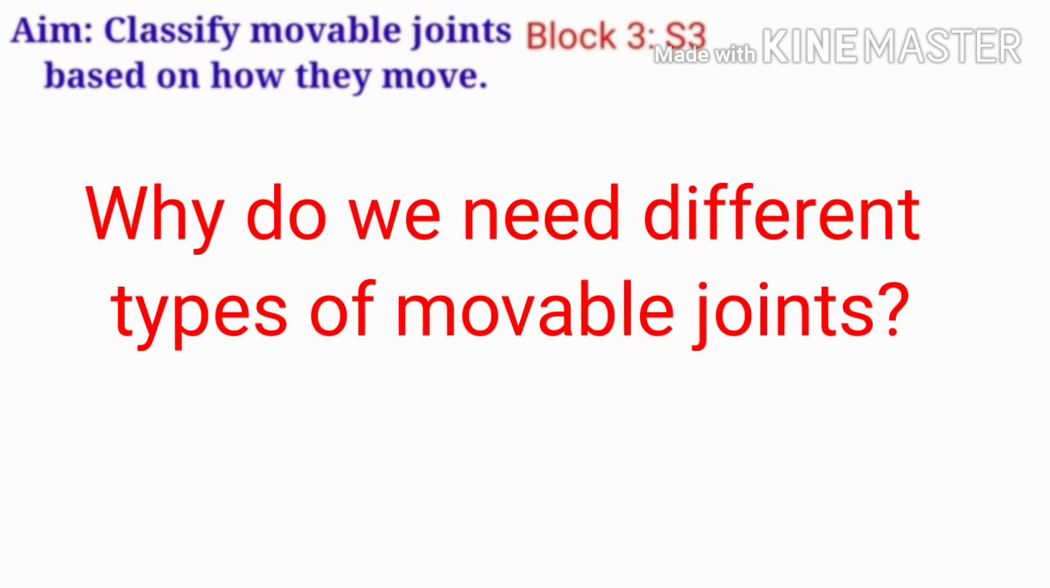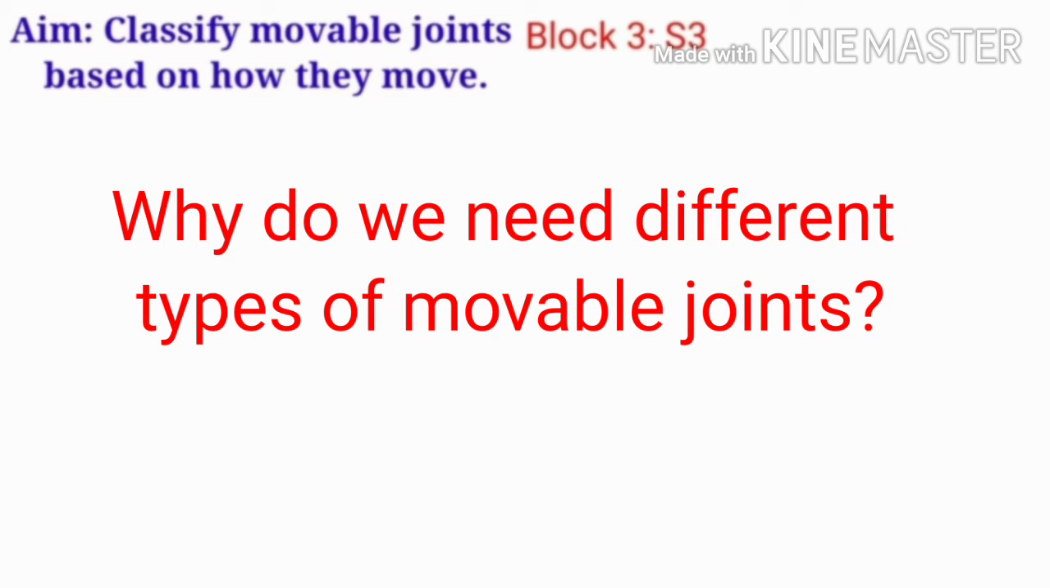Now tell me, why do we need different types of movable joints? Because different parts of our body need to move in different ways. We need some joints that move only in one direction, while we need the others to move in all directions. And the joints in our body are adapted to the kind of movement required. So we need different types of joints.